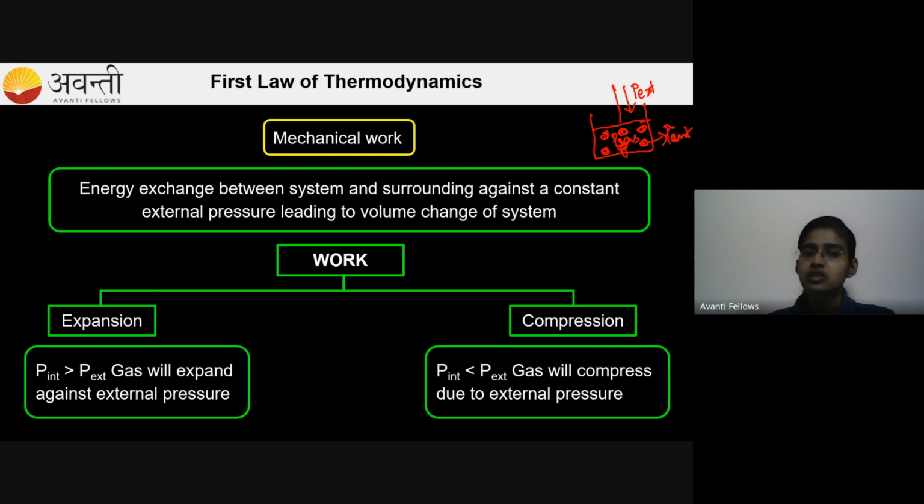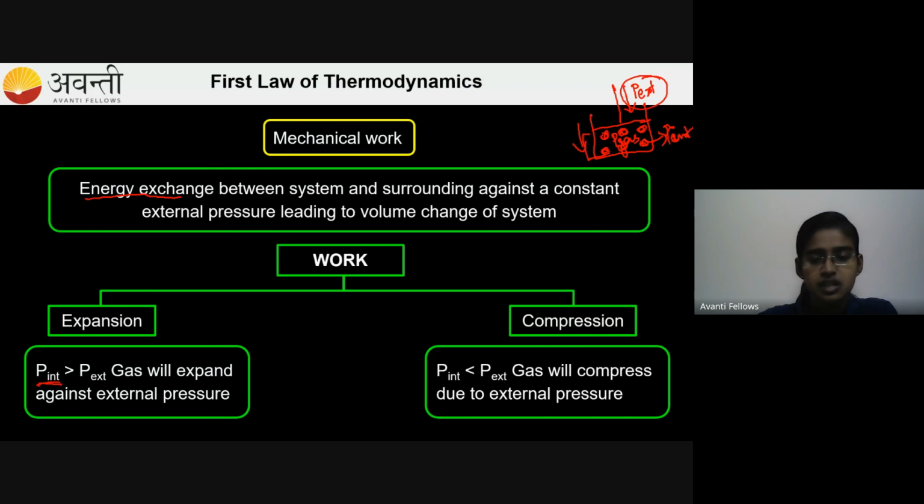Because of this, there is an exchange of energy between the system and the surroundings against a constant external pressure, leading to the volume change of the system. If the pressure of the gas is more than the external pressure, the gas will automatically expand. If the external pressure which I am giving is greater than the pressure of the gas, then compression occurs, so the volume will be reduced. Clear?